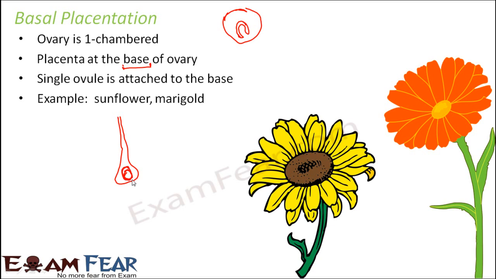Right? Now similar to basal placentation, there is another type of placentation which is often spoken about, apical placentation, where instead of being at the base, the ovule is present at the apex of the ovary. That is, instead of this kind of structure, it is somewhat like this. The ovule is present towards the apex. So this becomes apical placentation.